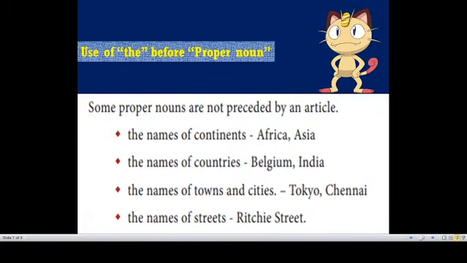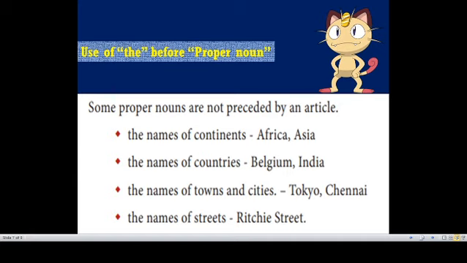Uses of 'the' with proper nouns. Uses of the before proper nounக்கு முன்னாடி சில sometimes we have to use 'the'. What are they அப்படிங்கிறத நம்ம பார்க்கணும். Some proper nouns are not preceded by an article. சில proper nounsக்கு முன்னாடி எந்த ஆர்டிக்கிளுமே போட வேண்டியிருக்காது. For example, the names of continents.